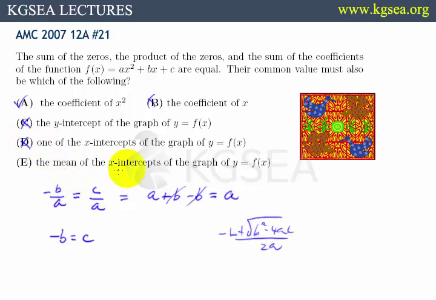The mean of the x-intercepts of the graph. This is interesting here. To find the mean, you have to add these two, then divide by 2. That's how you find the mean of any two numbers, right? So you would be adding these two intercepts, but then again, this is the sum. So if you want to find the mean, you would divide by 2, which would make it different from this. So this is out. So A is the answer.